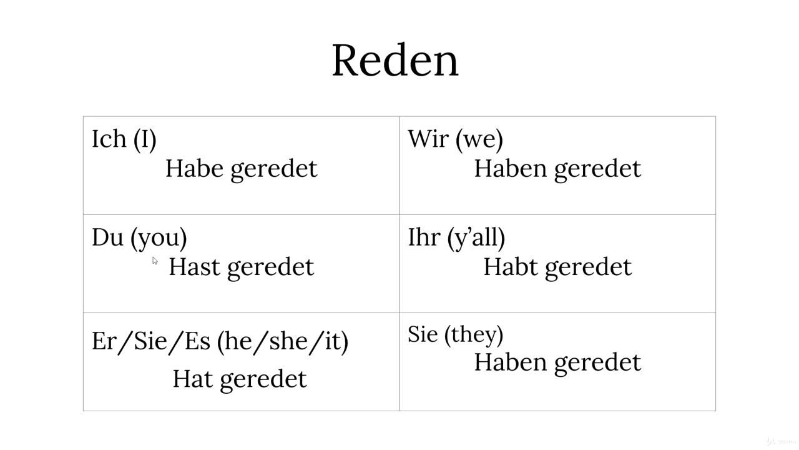Geredet is the new form of the verb reden, and it's the one that should be learned by heart. And it takes the verb haben, therefore you only have to change this verb, haben. And that's it.